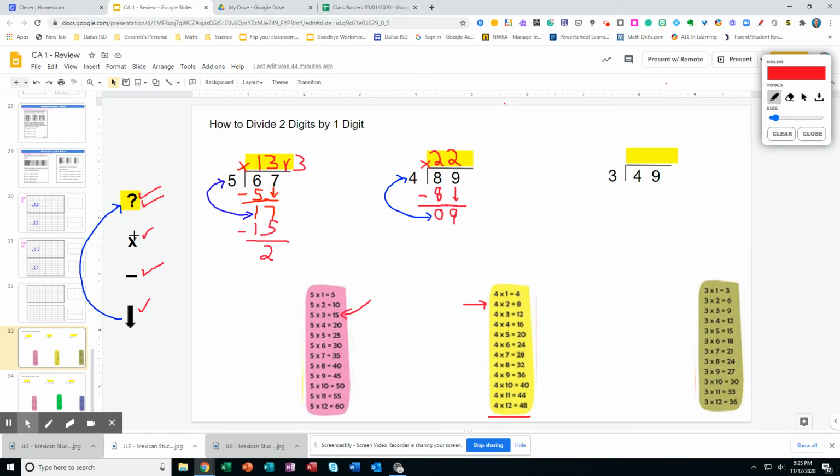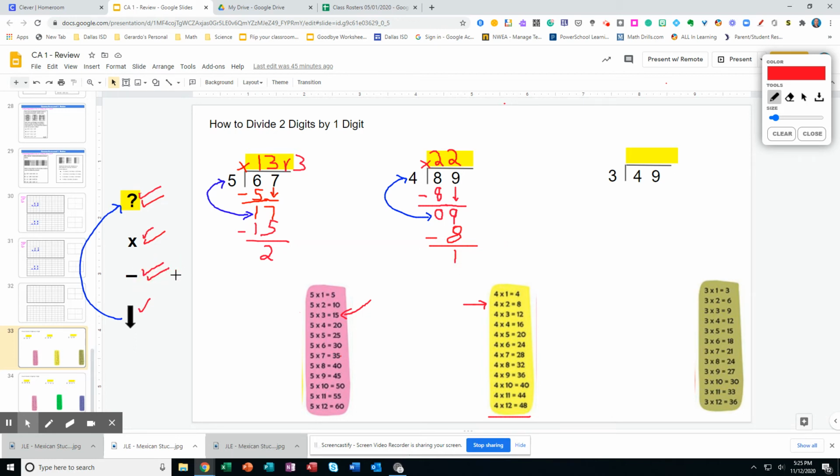So 2 again. 2 is the answer to step 1. Step 1, check complete. Step 2. Yes, you guessed it. We need to multiply. 2 times 4, 8 is the answer to my multiplication. Step 2, check complete. Step 3, what is it? We need to subtract. 9 take away 8. 1 is the answer to my subtraction.